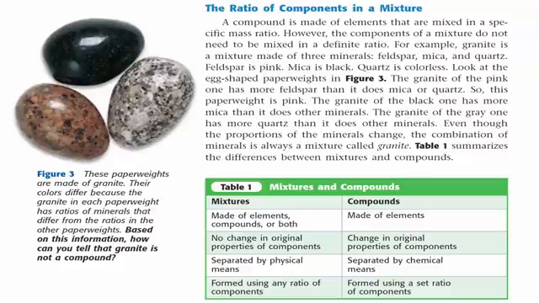The granite of the pink one has more feldspar than it does mica or quartz, so this paperweight is pink. The granite of the black one has more mica than it does other minerals. The granite of the gray one has more quartz than it does other minerals. Even though the proportions of the minerals change, the combination of minerals is always a mixture called granite. Table 1 summarizes the differences between mixtures and compounds.